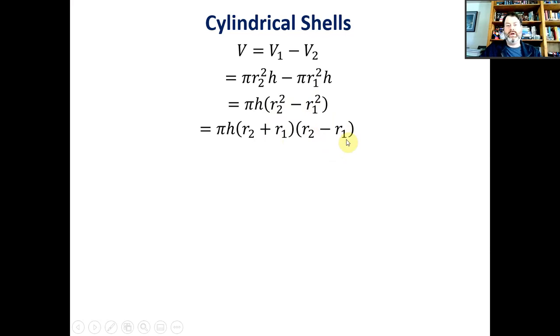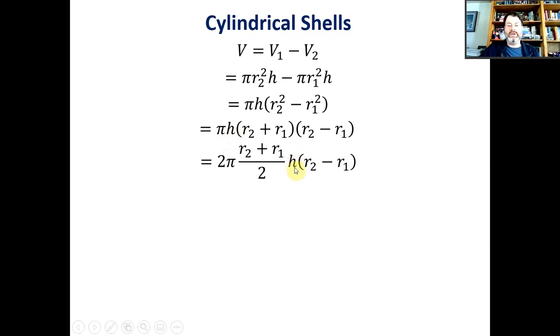R2 minus R1, we've already called delta R on the previous slide. That's the difference, or it's the thickness of the shell. And R2 plus R1 is close to the average radius. But in order to make this an average radius, we just have to divide by 2. So what we're going to do is we divide this by 2 and multiply this by 2. So we're basically multiplying by 2 over 2. We're just splitting the 2 in the numerator and the 2 in the denominator to get this.